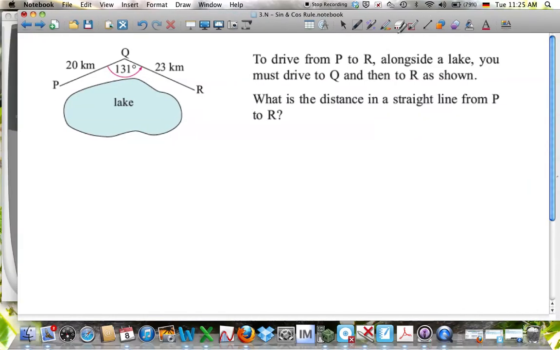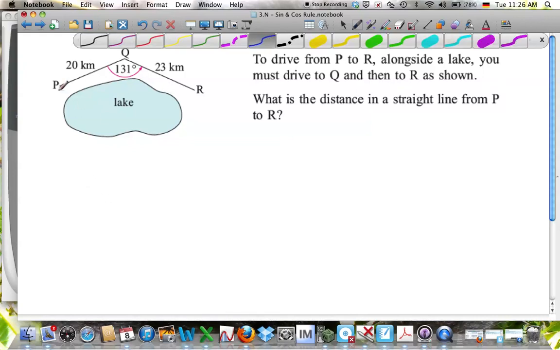So this time we've got to drive from P to R alongside the lake. You must drive from P to Q, and Q to R is shown. What is the distance from P to R? What I recommend is that you press pause and try and work out the answer for yourself. And when you're ready to see the answer, press play again. So press pause, and here's the solution.